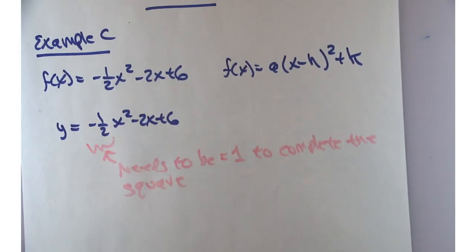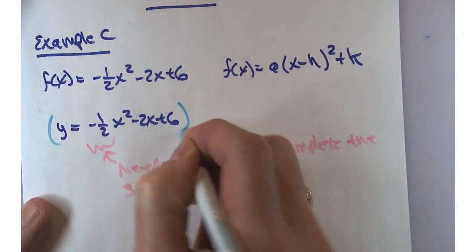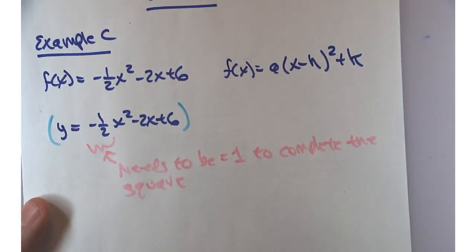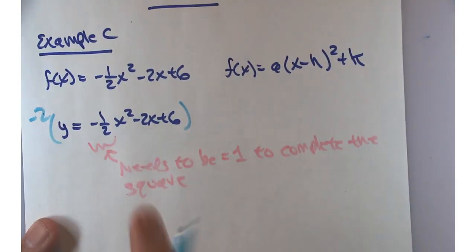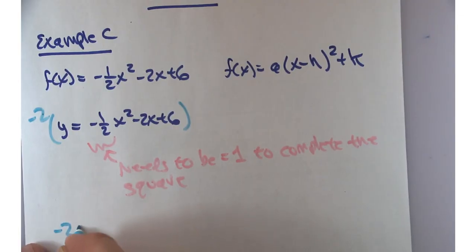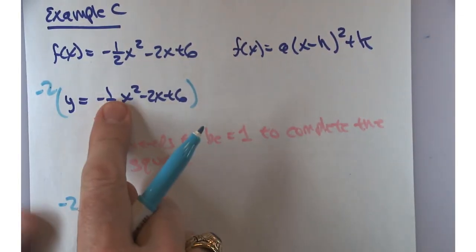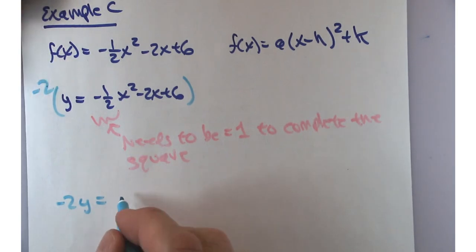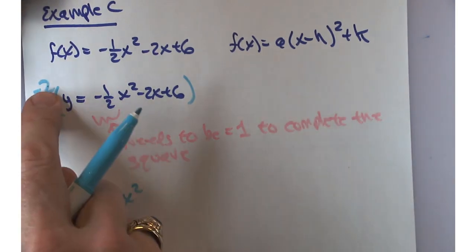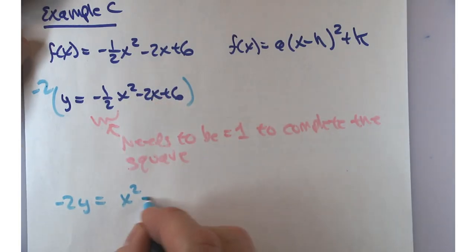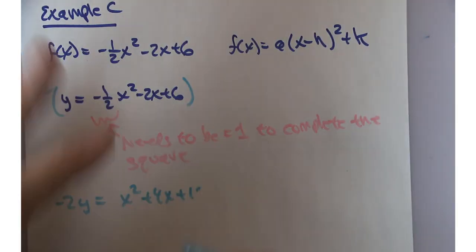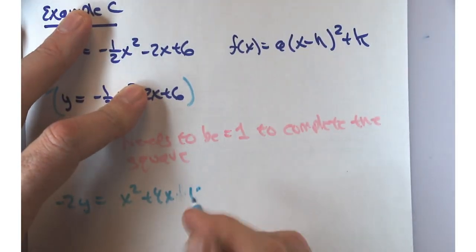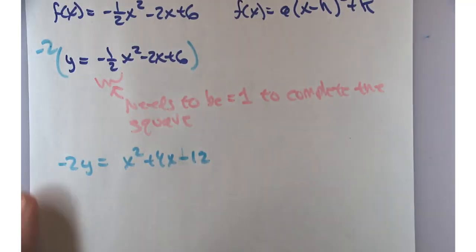What's the reciprocal of negative 1/2? Almost, negative 2 over 1. So, or just negative 2. So if I do that, I get negative 2 times y. What's negative 2 times negative 1/2? 1. x squared. Negative 2 times negative 2 is a 4 plus, actually a minus 12. Minus 12. So, okay, that's looking a little bit better.